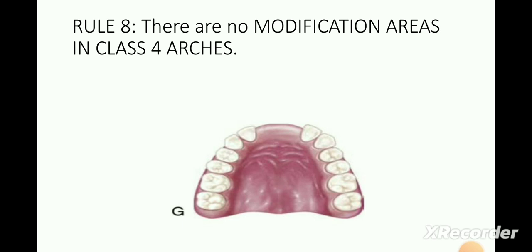And rule number 8. This is the last rule, which says there are no modification areas in class 4 arches. What is class 4? Class 4 is a single bilateral edentulous area located anterior to the remaining natural teeth. In this, there are no modification areas.